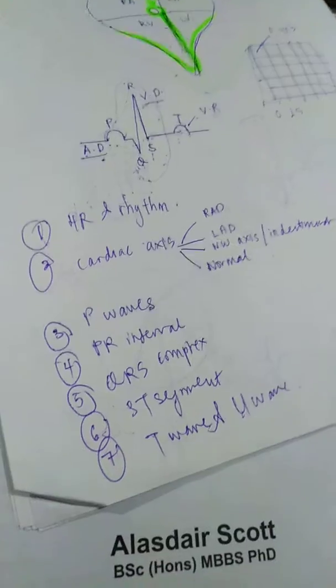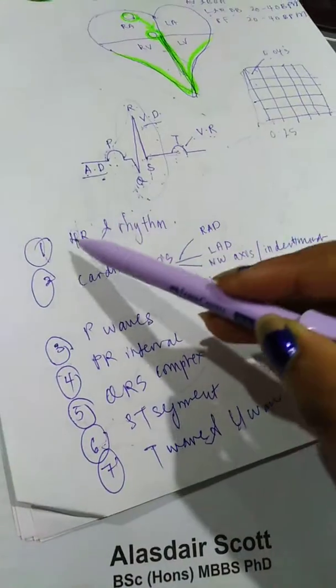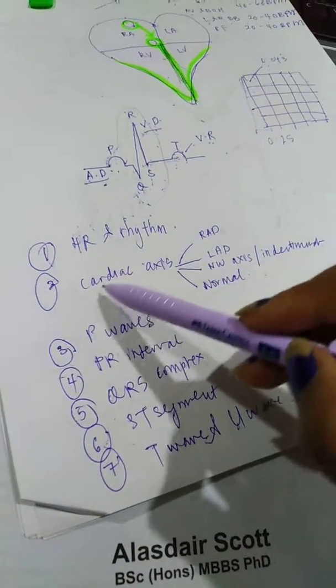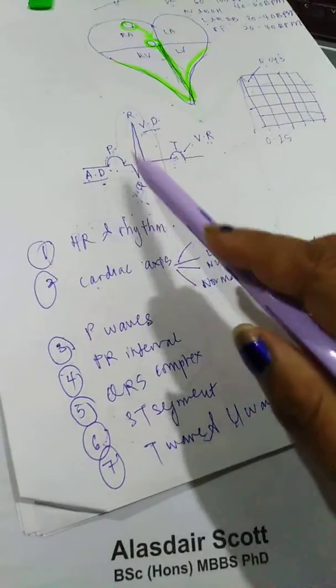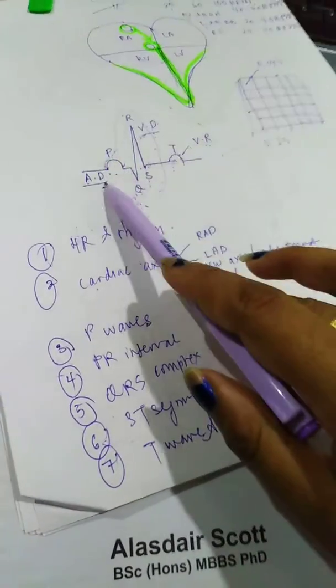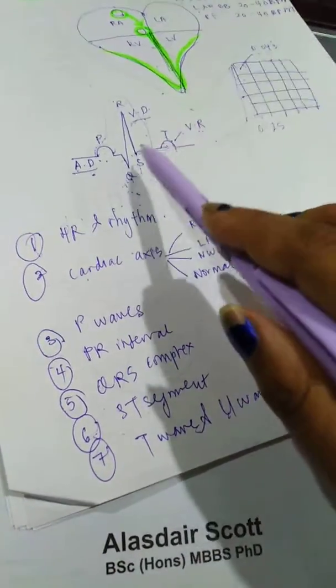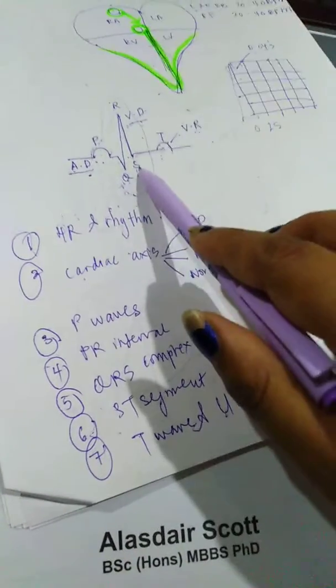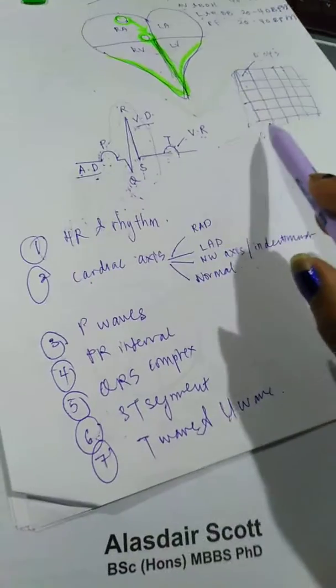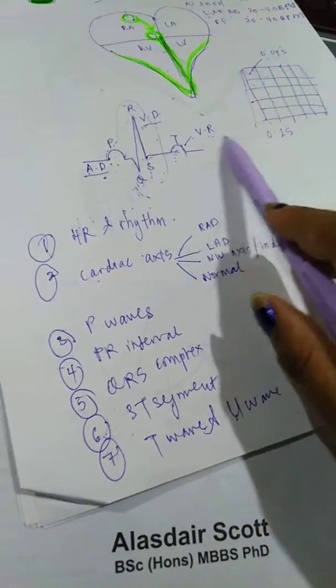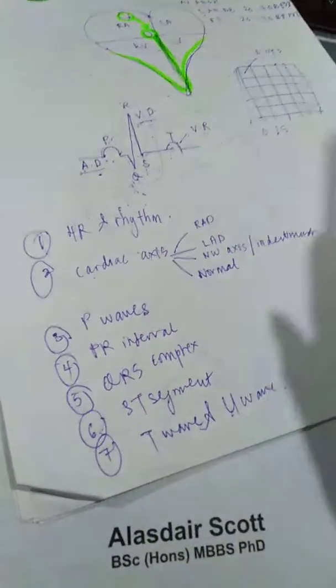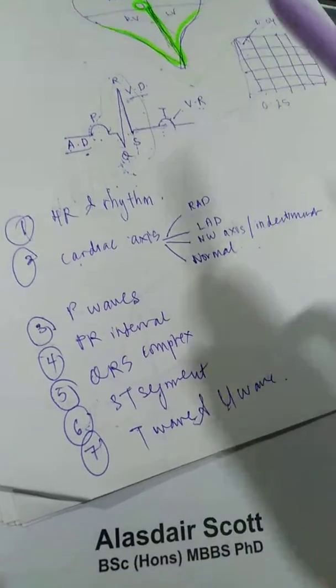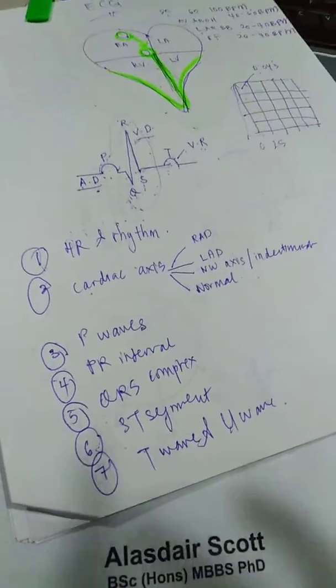It's literally easy. So first you've got your heart rate and rhythm, and you look at your cardiac axis, and then you look one by one at your P waves, then your PR interval, then you check your QRS complex, then you look at your ST segment, and then you check your T waves. And if you see a U wave popping in, you look at the U waves as well. Now let me go one by one.